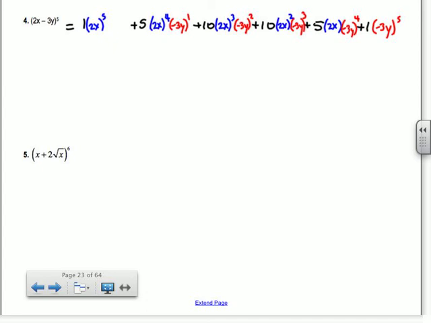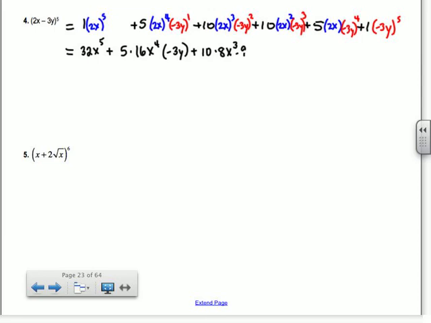2x raised to the fifth. So 2x times 2x times 2x times 2x times 2x. You get 32x to the fifth. Plus, you're going to have that 5 still. 2x to the fourth is going to be 2 to the fourth, x to the fourth. So 2 to the fourth is 16. So 16x to the fourth times negative 3y still. Plus, you're going to have 10. 2x to the third is 8x cubed. Negative 3y squared is negative 3y times negative 3y. So 9y squared.